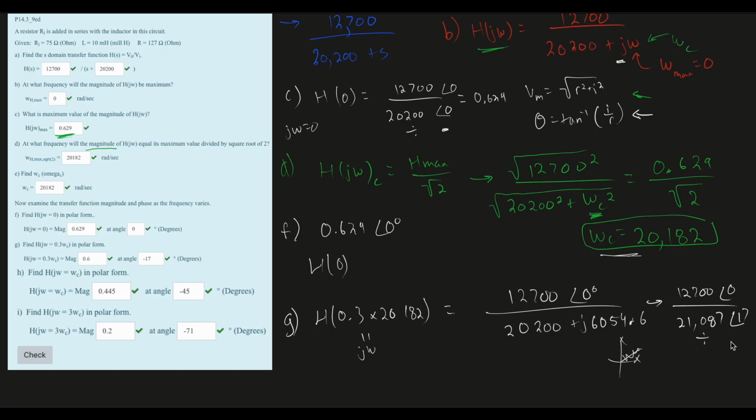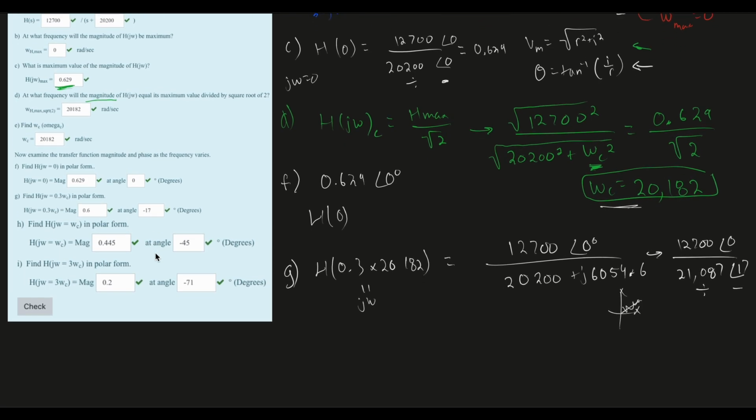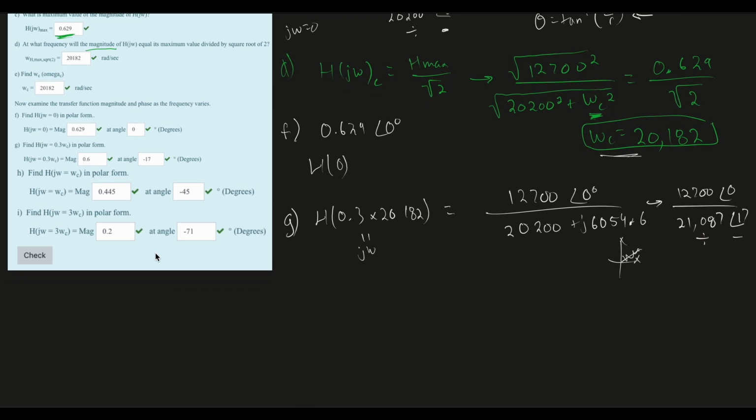So we're going to divide the real numbers and subtract the angles. And so we would get 0.6 at an angle of negative 17 degrees, because we're subtracting the bottom angle, which is the 17. Now we can look at part H.